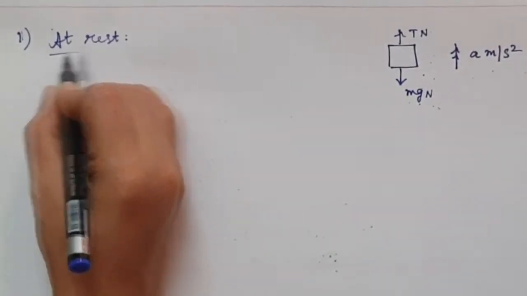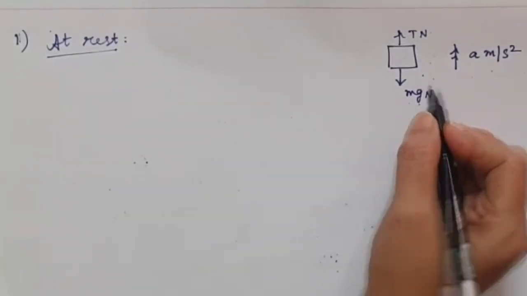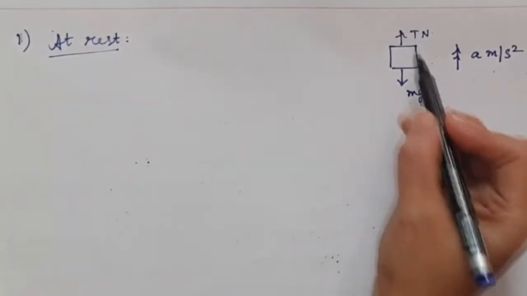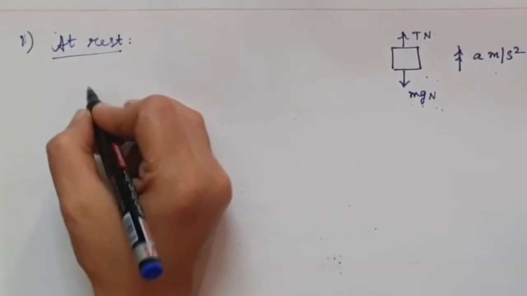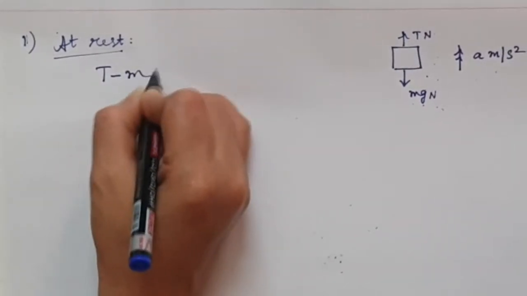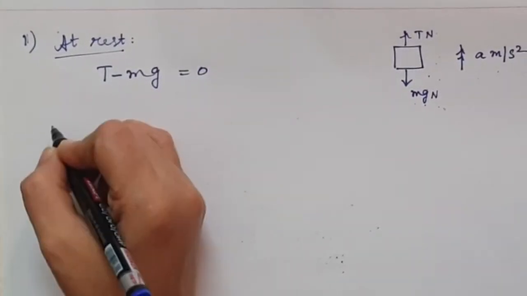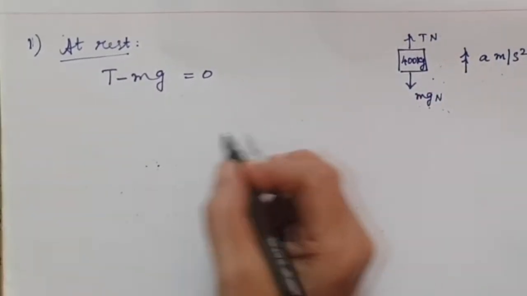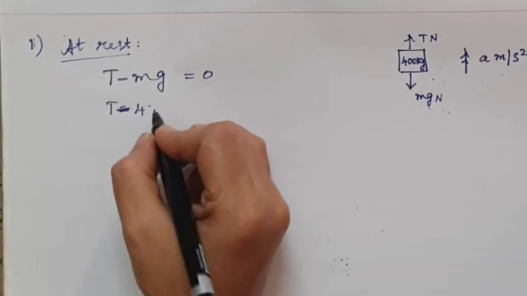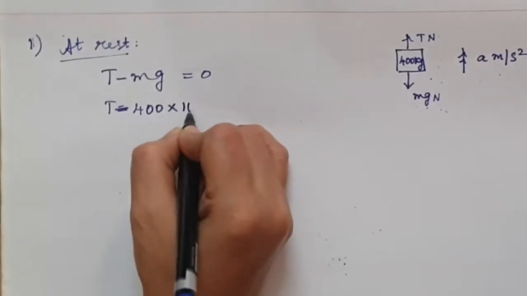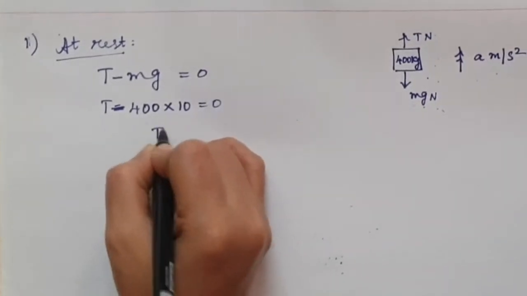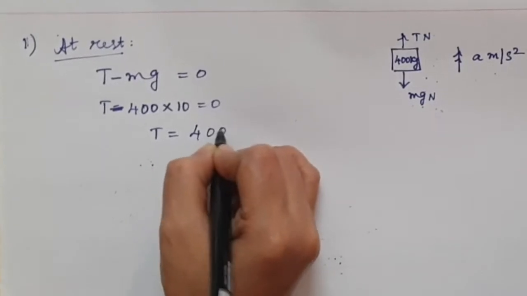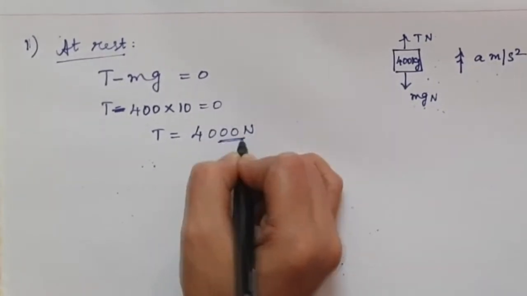When the lift is at rest, all the forces acting on it will be in equilibrium. So we have two forces. So it will be T minus mg equal to 0. The mass of the lift is 400 kg. So now T minus 400 into 10 will be equal to 0. So tension will be equal to 4000 Newton.